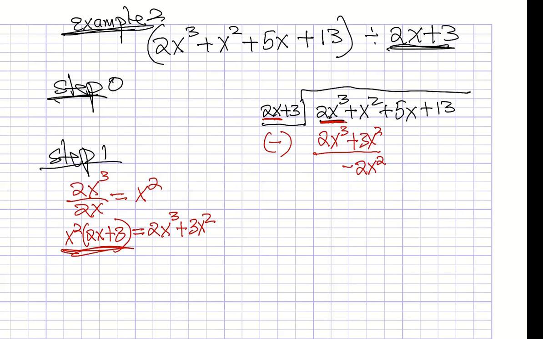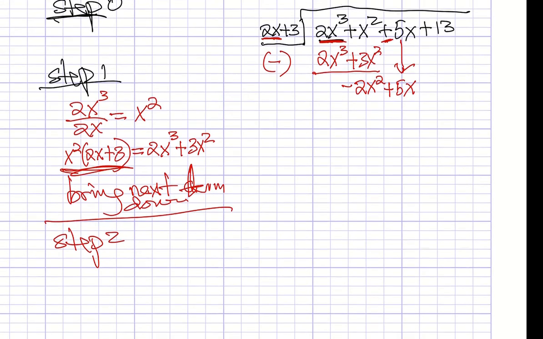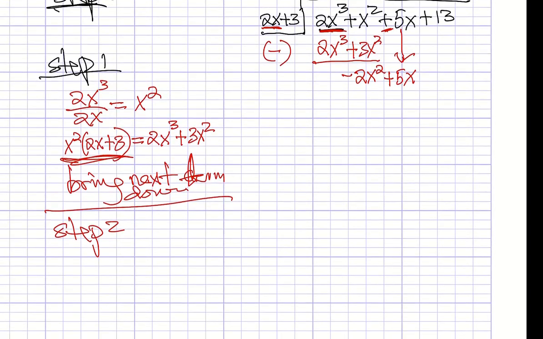And then we're not done with step 1. We bring the next term down. That's part of step 1. Don't forget, you see the sign there: positive 5x. Once we bring that down, we're done with that. So we'll go to step 2, because now we'll have to repeat this process again.